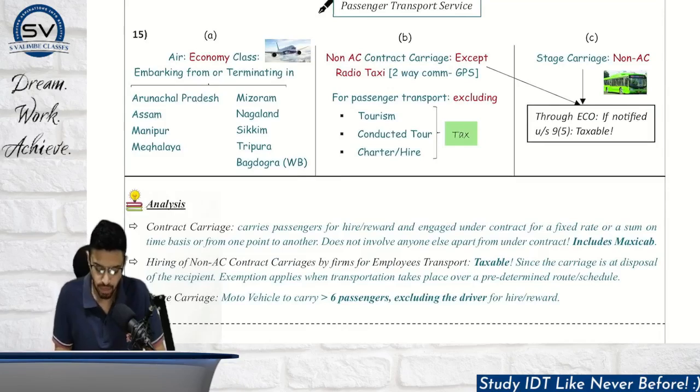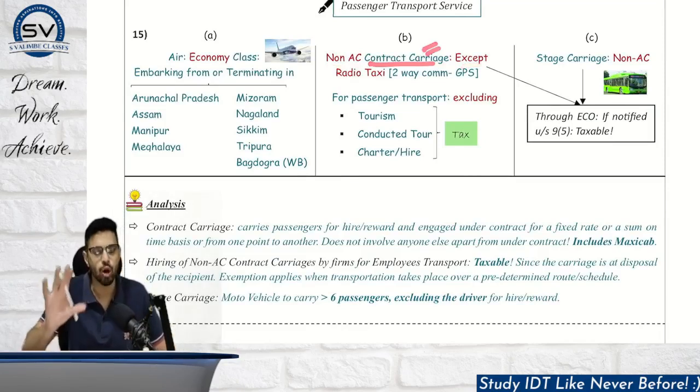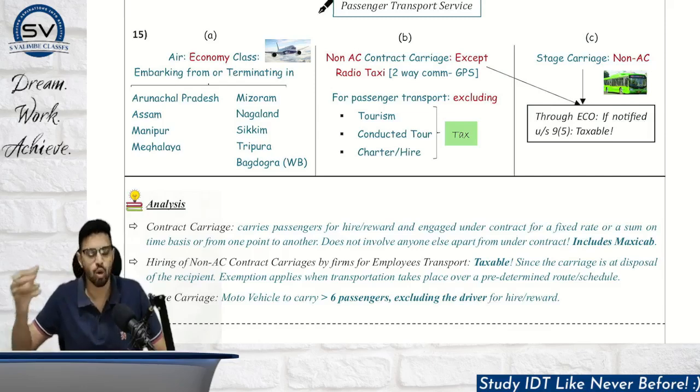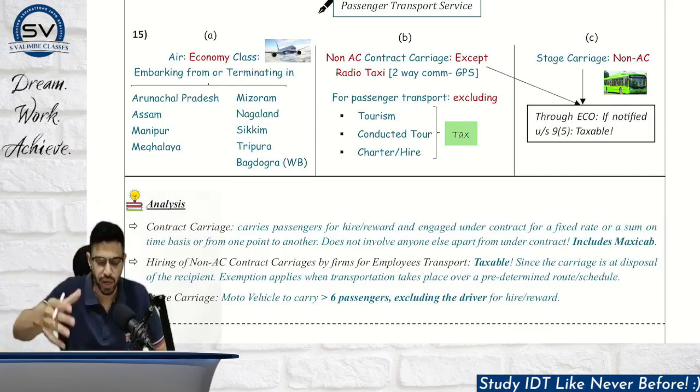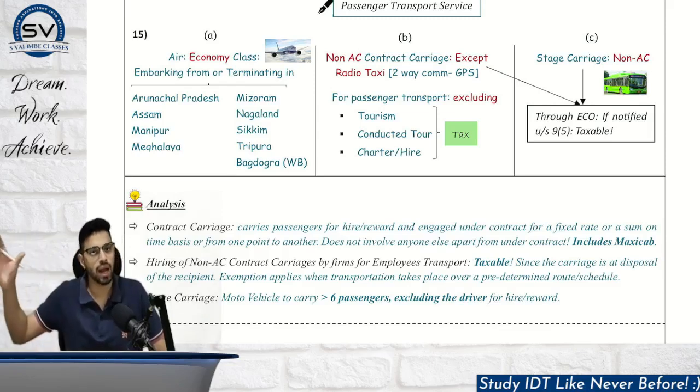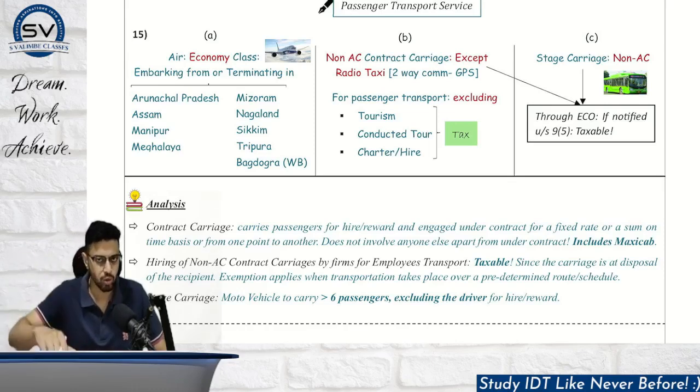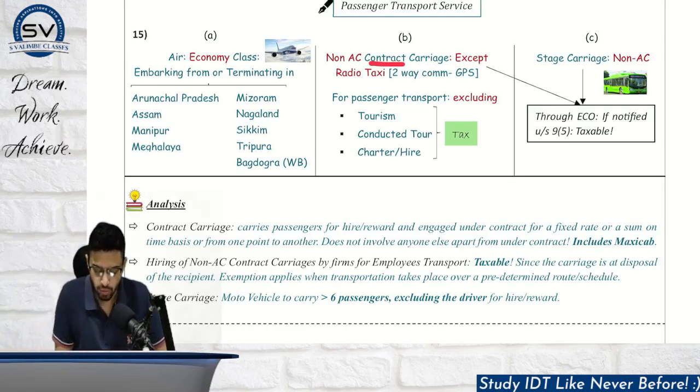Next, non-AC contract carriage except radio taxi. Now, first understand what you mean by contract carriage. Contract carriage is the normal transportation service. Contract means there is some kind of a contract with respect to time or distance. So if I am taking a private service from Delhi to Gurgaon, that is a contract carriage. Obviously, there is some reward involved. The person is not going to provide this service for free. So there is a contract involved.